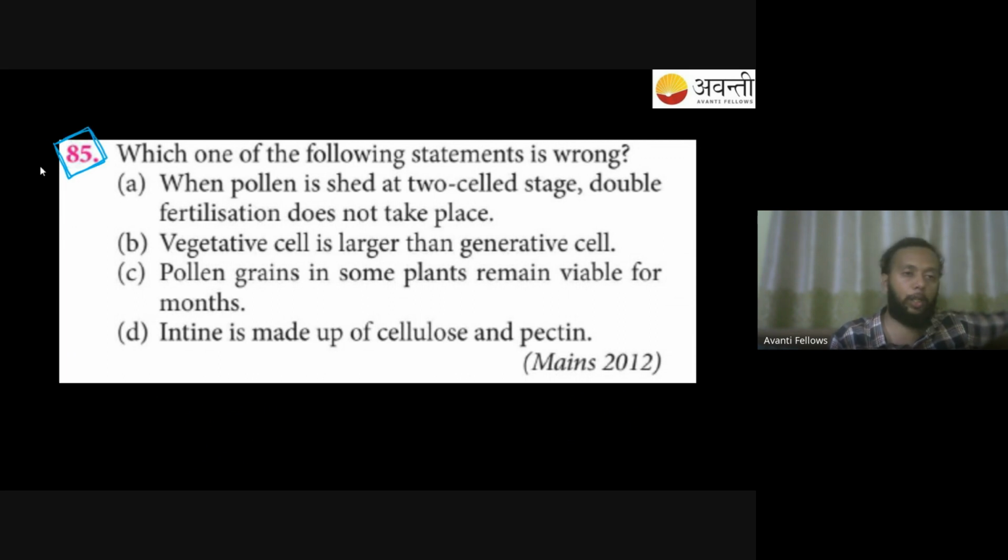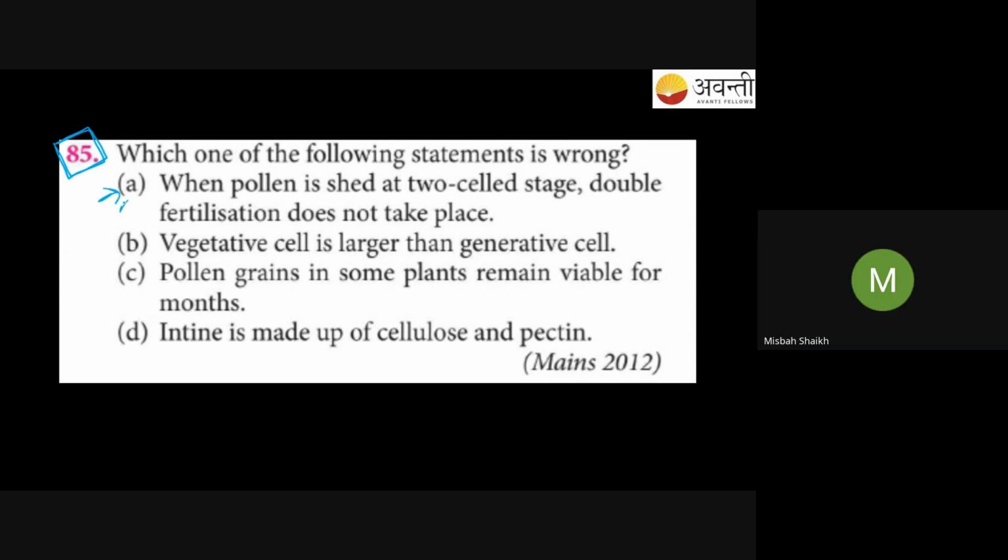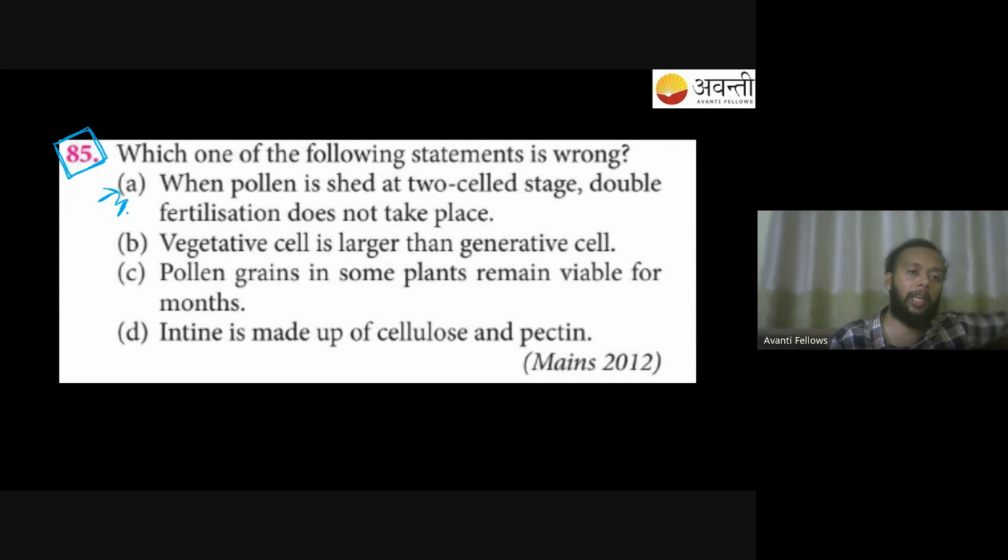Tell us, Shikha, which one is incorrect? Sir, option A. Misbah, what do you think? Option A. Right, and I'm very sure Gayatri must also be thinking the same. When pollen are shed at a two-cell stage, double fertilization does not take place. You don't find double fertilization taking place over there.